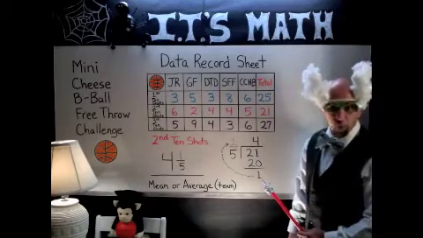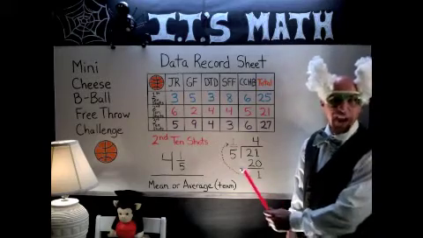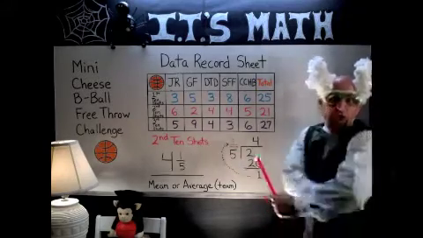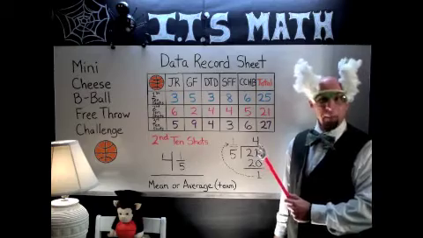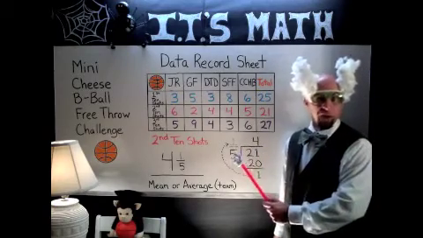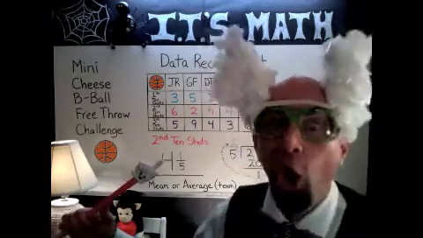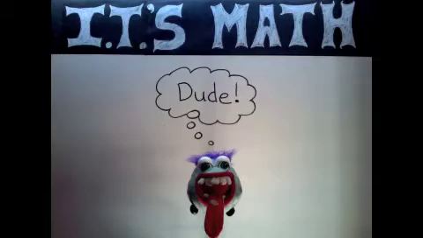If we take a remainder of 1 and place it on top of our divisor of 5, we can create a fraction of 1/5. We can combine our whole number of 4 with our fraction of 1/5 for a final answer of 4 1/5.